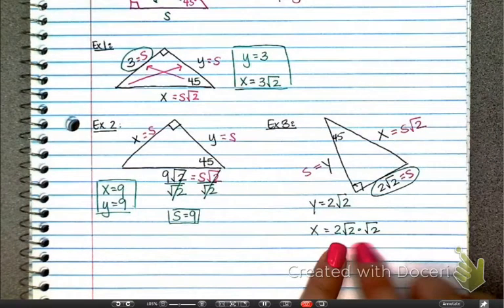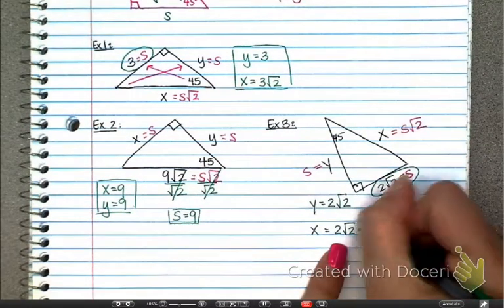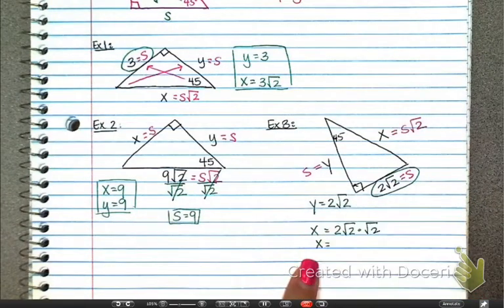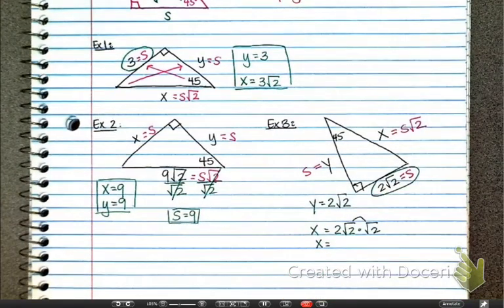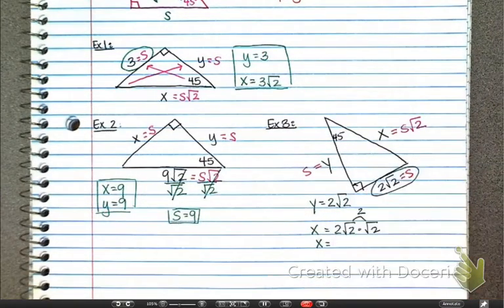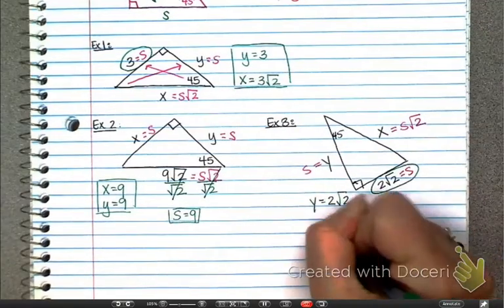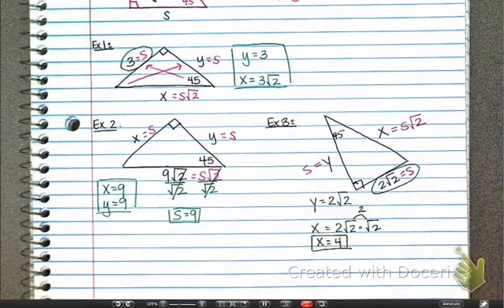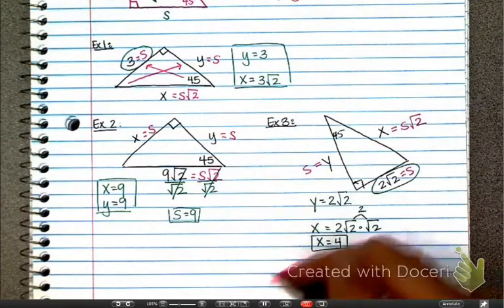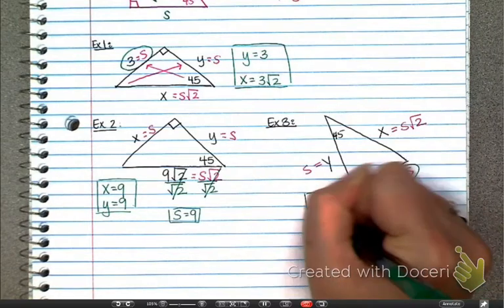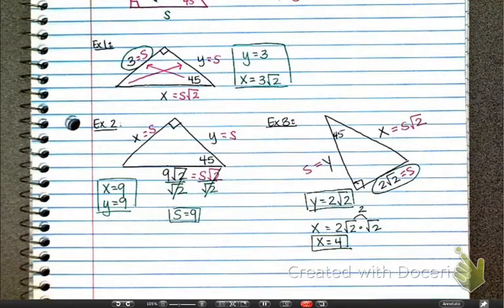Can I simplify that? What's radical 2 times radical 2? Radical 4, which is 2, right? So this is really a 2. 2 times 2 is 4. Do we see that? Yeah? Okay, let's try another one.